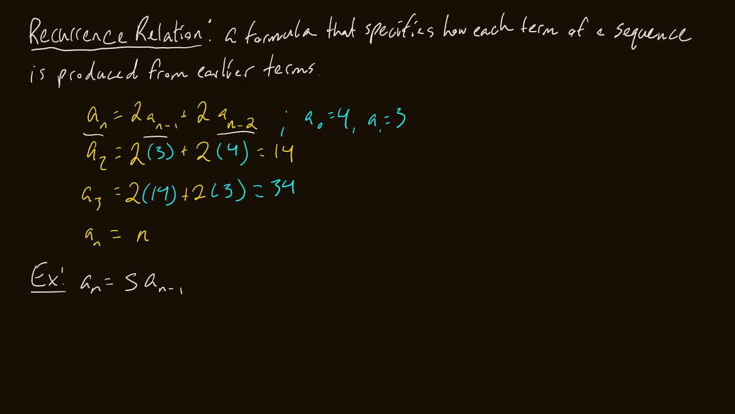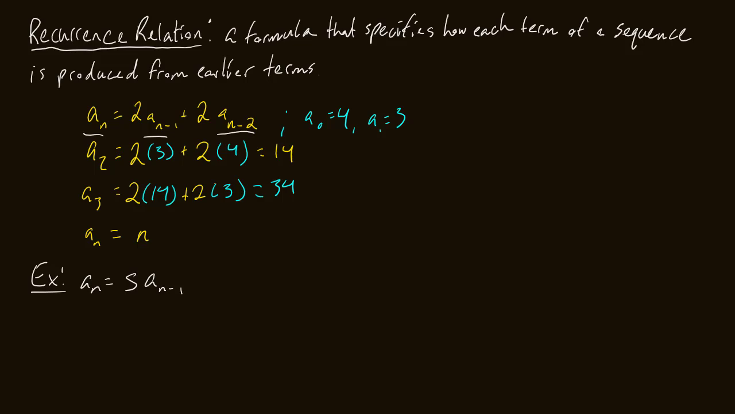That name makes sense because an was defined by 2 previous terms, right? We're going to talk about 1 previous term. So if we have an, and this is equal to s times a sub n minus 1, well, that means that each term of the sequence is just equal to s times the previous term, right?